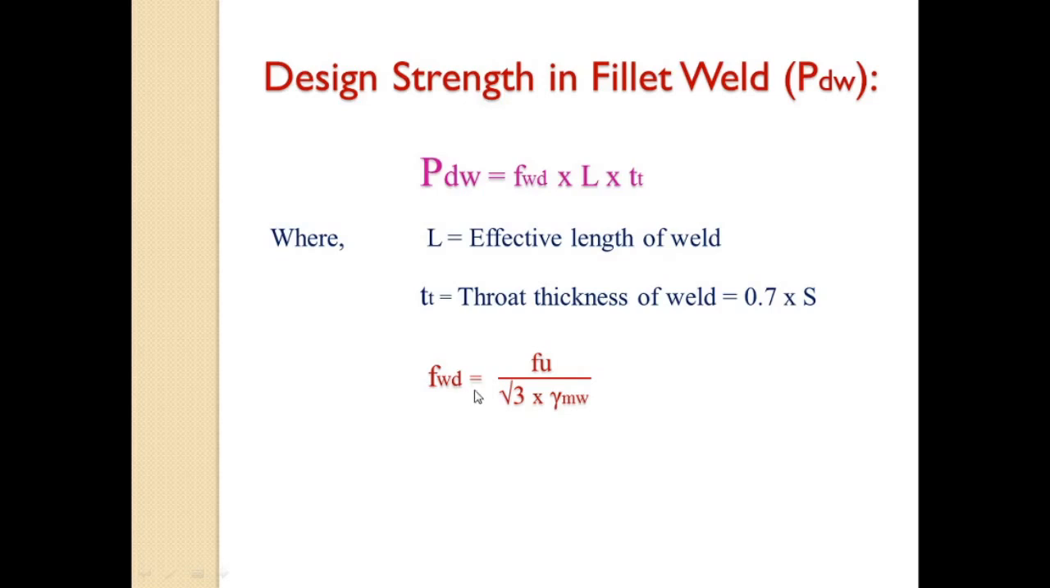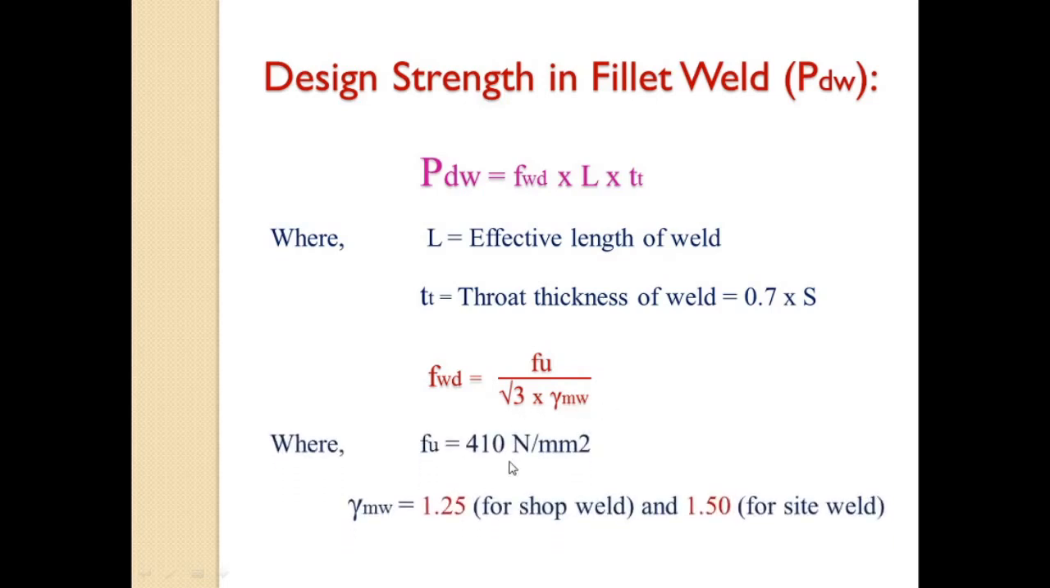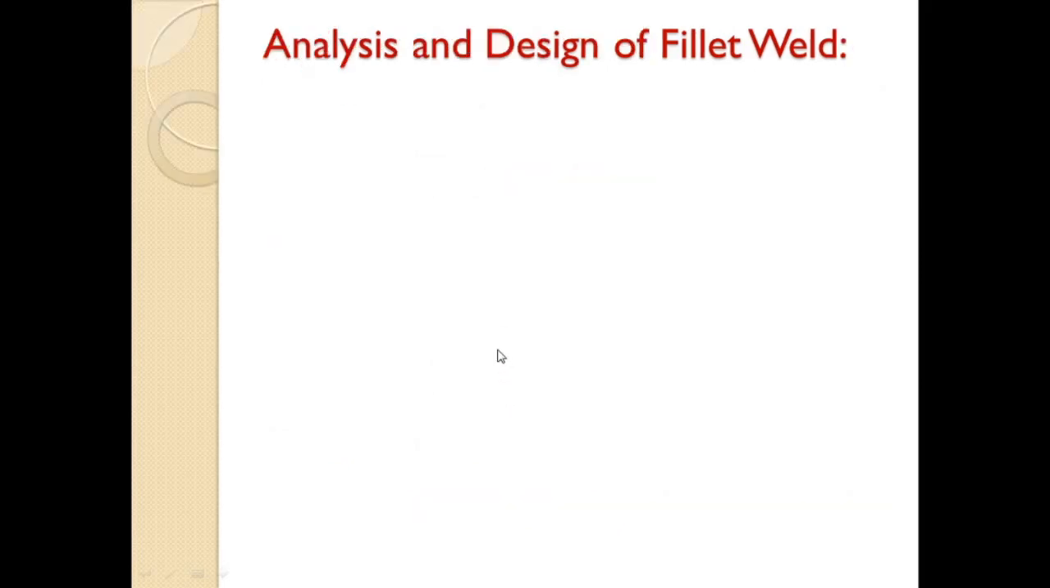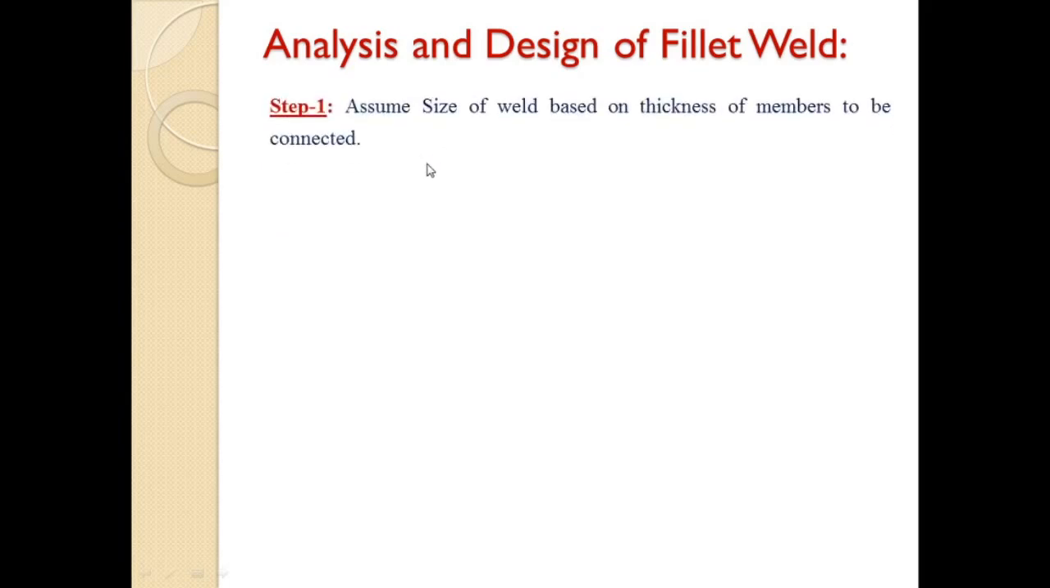It is calculated by FWD is equal to Fu upon root 3 into gamma MW, where Fu is 410 Newton per mm square, that is the ultimate strength of plate, and gamma MW is equal to 1.25 for shop weld and 1.50 for site weld. In PDW, the suffix DW represents W for weld and D for design, that is design strength for weld. So let us see the analysis and design of fillet weld.